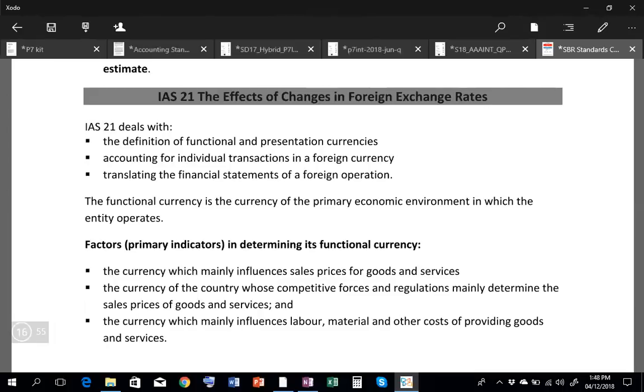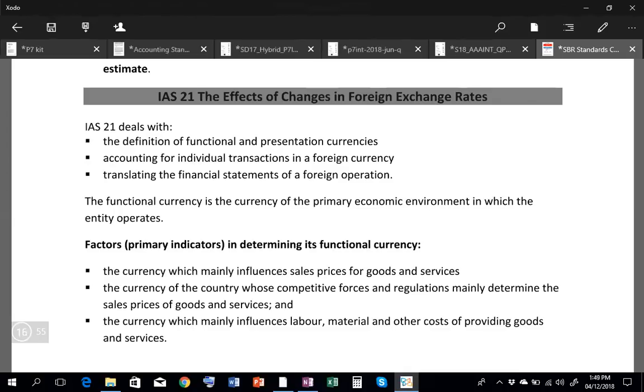Similarly, if there are some unsettled balances at the year end, then only monetary items such as cash, receivables, payables, and loans should be retranslated using the closing rate, and again, gain or loss goes to the profit or loss. And remember that we are not going to retranslate the non-monetary items such as inventory and non-current assets such as intangible assets.